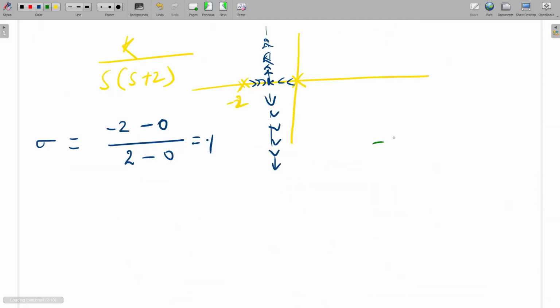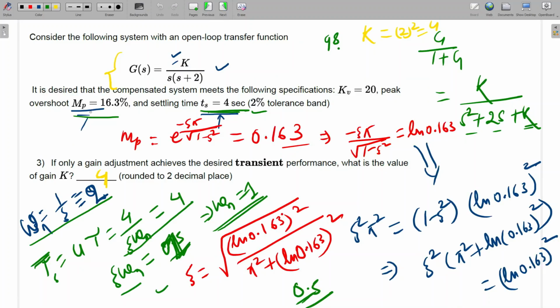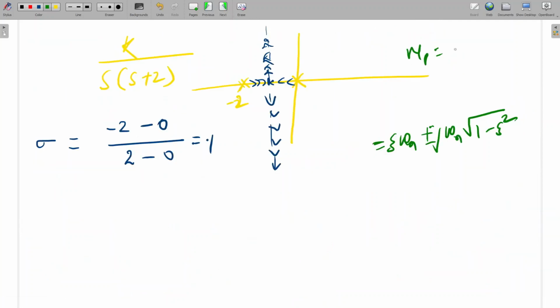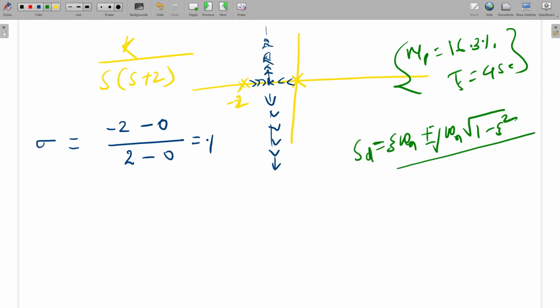That desired pole for an underdamped system will be minus zeta omega n plus minus j omega n into root of 1 minus zeta square. For this specification, Mp, the peak overshoot, is equal to 16.3% and Ts is equal to 4 seconds. So for this specification, one desired pole will be there. Somewhere it will come on this underdamped part. So at this point, what will be the K value?